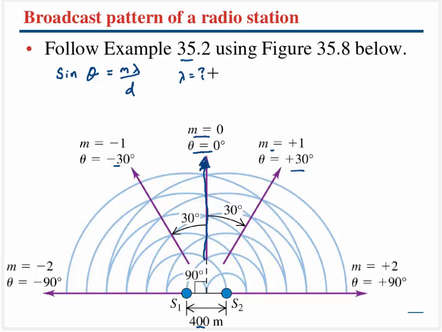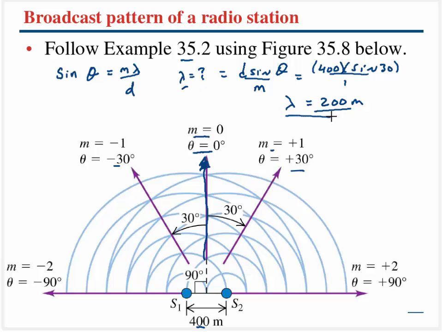Let's just pick this one right here and figure out what the wavelength of the radio station is equal to. That is going to be equal to d sine theta divided by m. So here we're going to have 400 meters multiplied by sine 30, divided by 1. Sine of 30 is 1/2. So we're going to have a 200 meter long wavelength for this radio station.